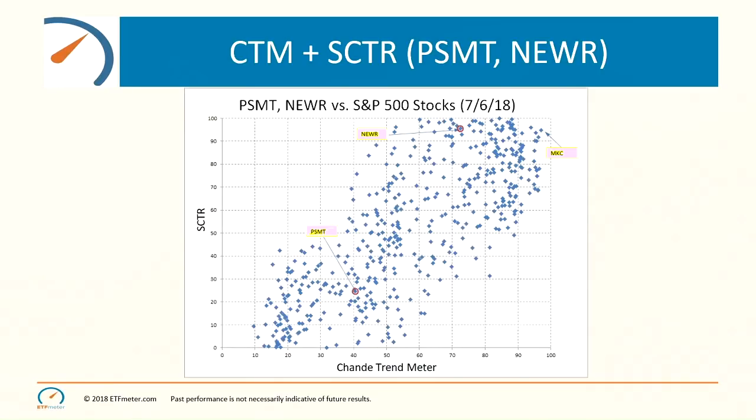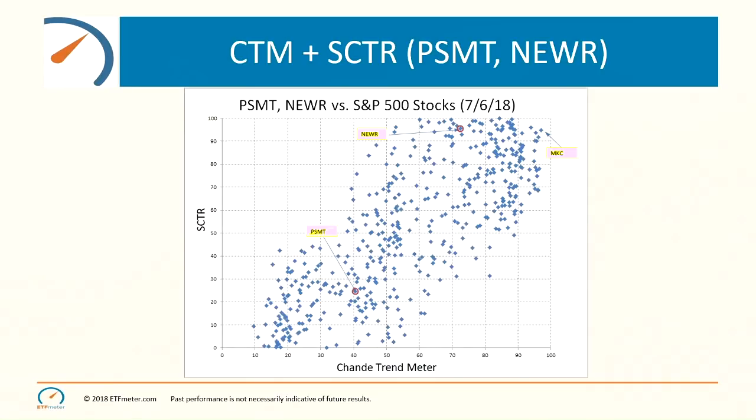So this plot is an easy way to look at the entire universe of stocks and ask yourself, what is your trading strategy? If you want to trade momentum and breakouts, you'd be in the upper right-hand corner. If you want to be counter trend, you'll be in the lower left-hand corner. So that's an easy way to look at it.